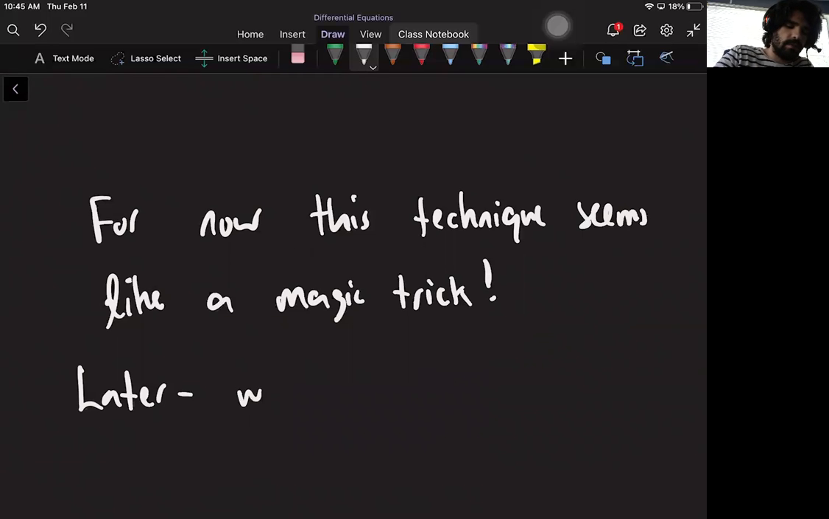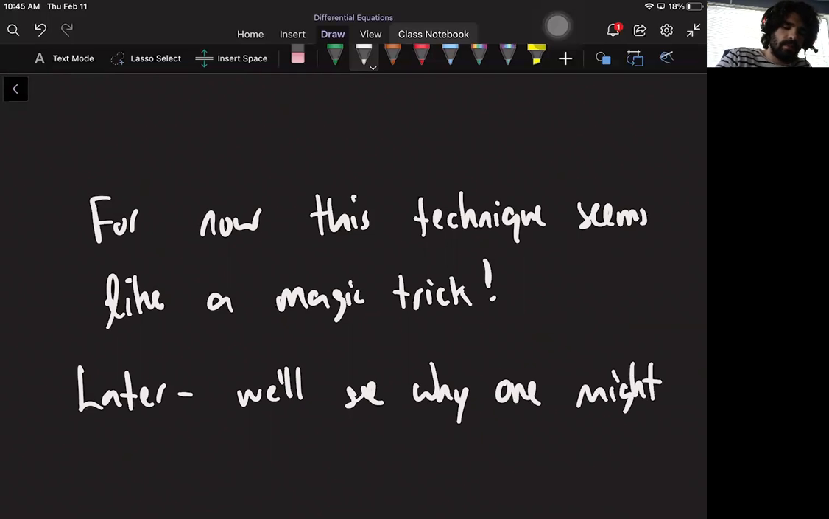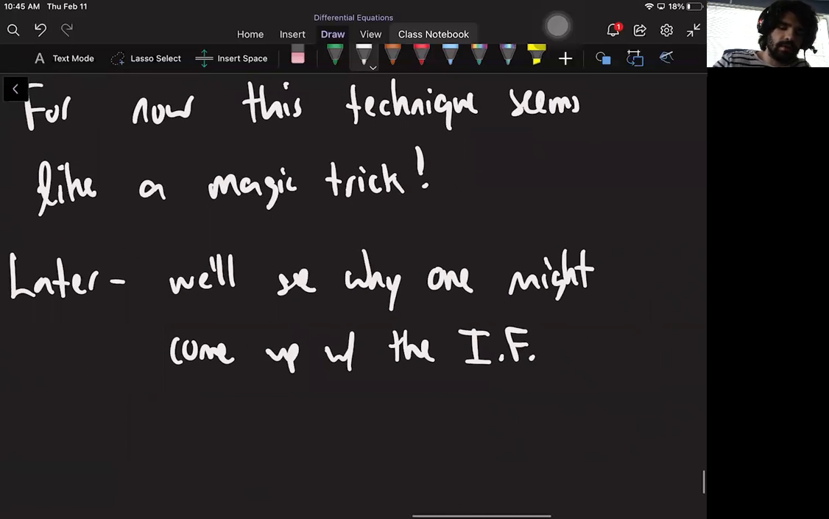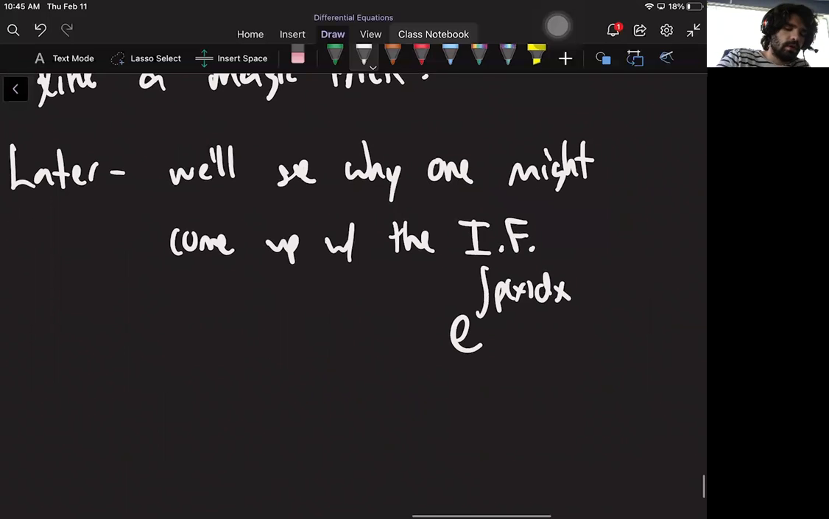So later, two things. We'll see why one might come up with this integrating factor technique. Meaning, why would you think to, okay, I have this differential equation, I'll just multiply by this thing and suddenly it'll work. Why would you think to do that? So right now it's a complete mystery.